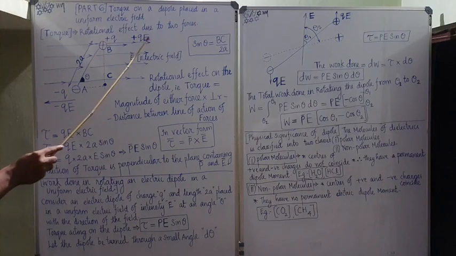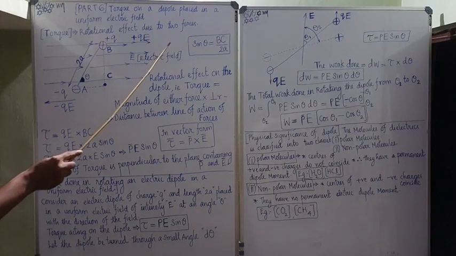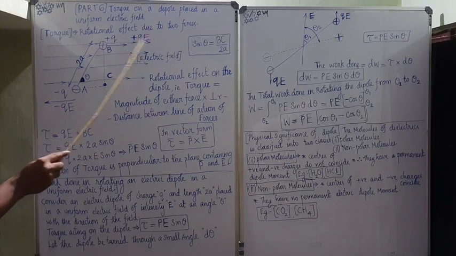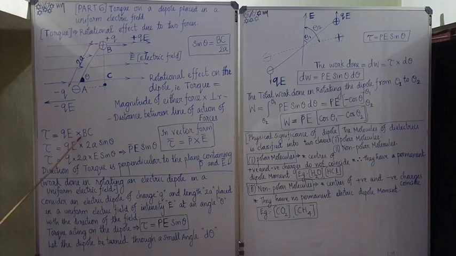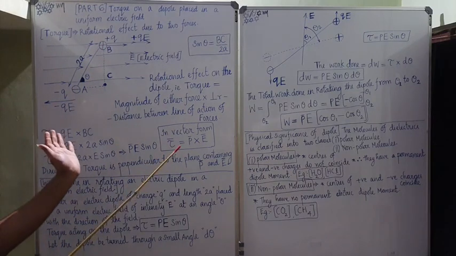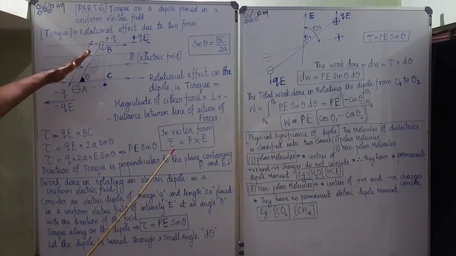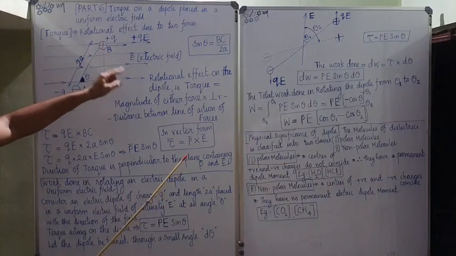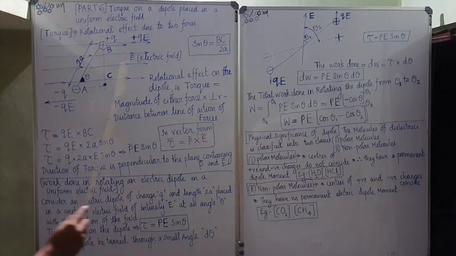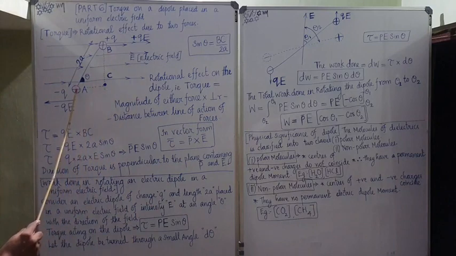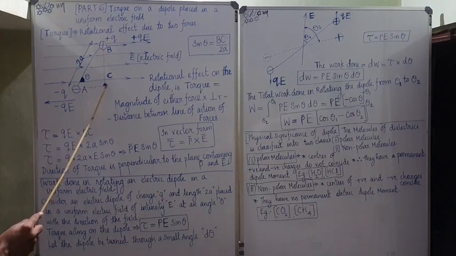E is equal to 1 by 4 pi epsilon 0 Q by R square, then Q into Q, that is the Coulombic force. That Coulombic force into BC is the distance between the lines of action of the forces. It was placed like that, it wants to get like this. So BC should be taken as the line of action of these forces of the electric field, and then this dipole should be in the vertical position.